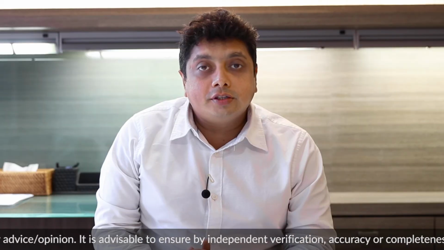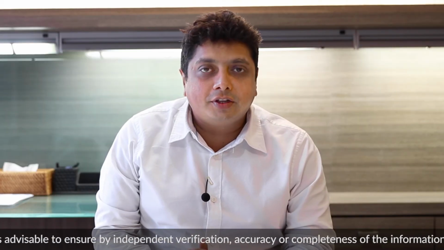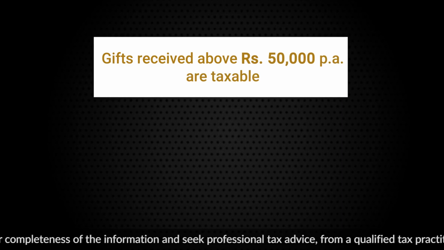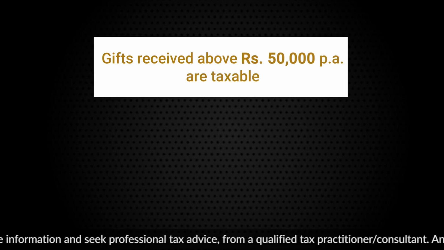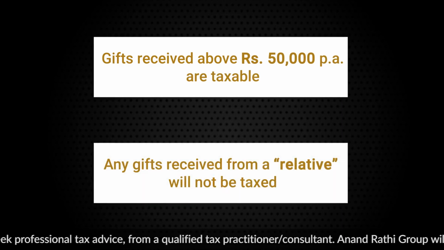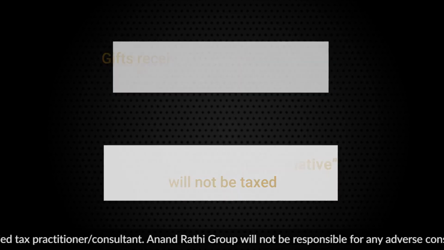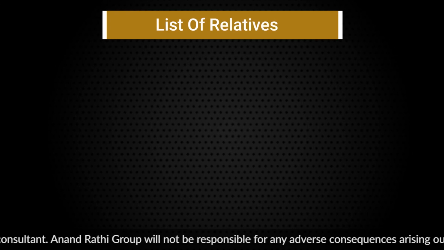So the fifth provision is to do with Section 56 of the Income Tax Act, which is taxation on gifts. Any gift received above rupees 50,000 is taxable as per the Income Tax Act. However, any gift received from a relative is actually not taxed. The question is, who are your relatives? So the Income Tax Act provides a large list under this.